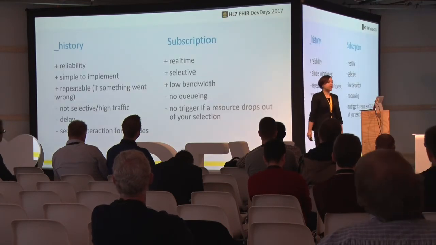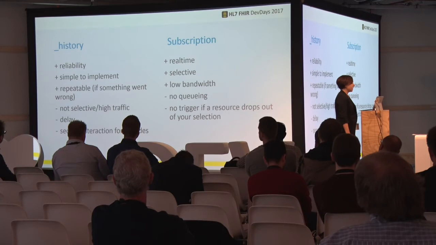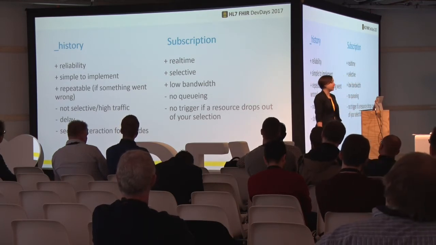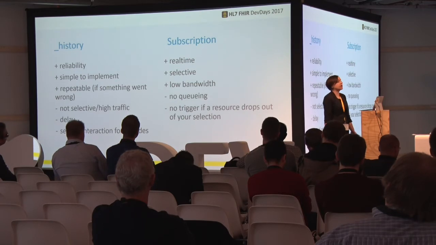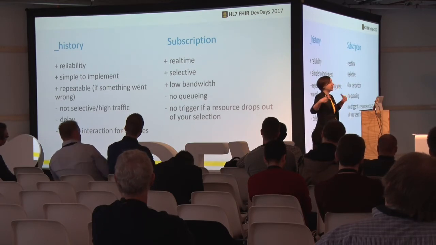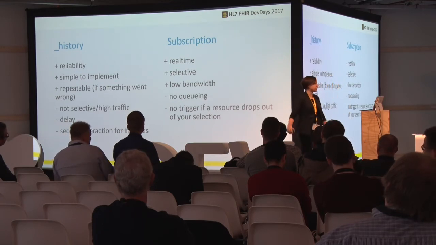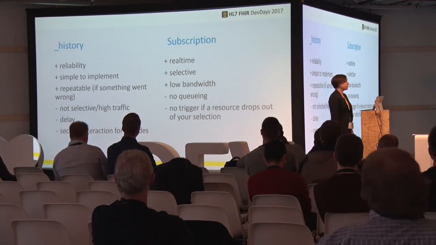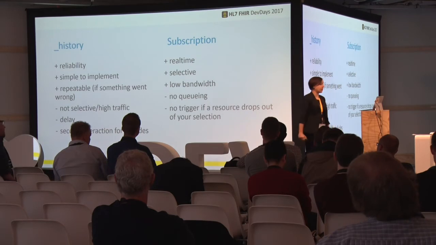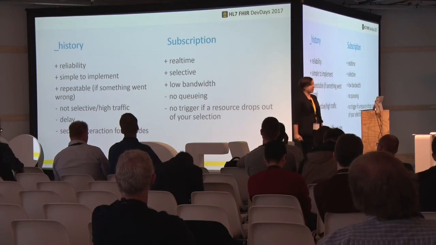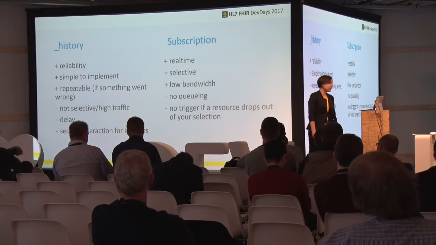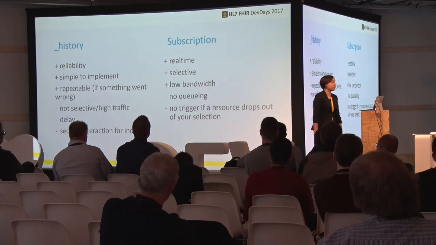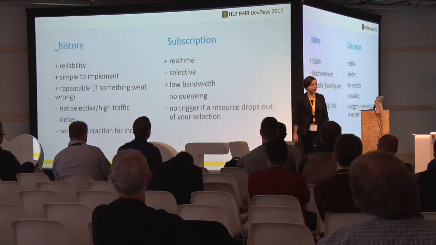However, the history bundle has a few downsides. You have to do polling, so there's always going to be a delay. There's no real-time data, and you cannot select. You just get everything that changes, all the observations. If you only care about a specific subset of observations, and if you care about real-time information, you may want to look at the subscription instead.